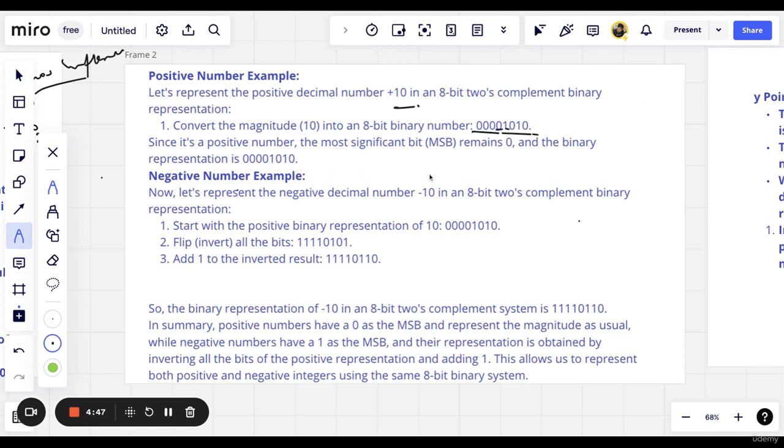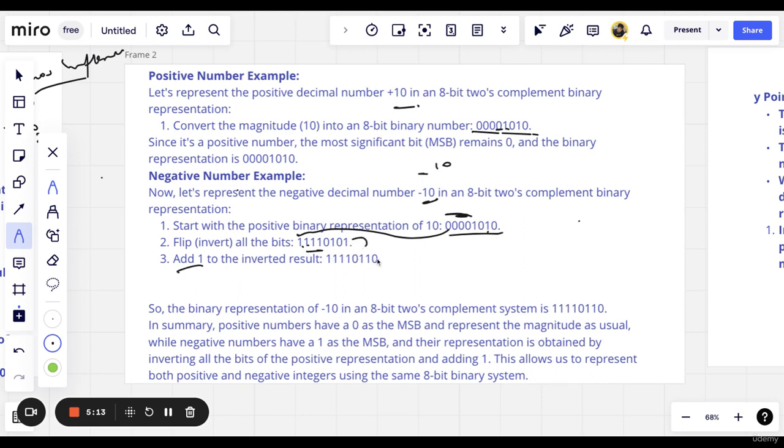Now let's say we have -10. To convert -10 into its two's complement, you just write the binary form and invert the bits. So 0 becomes 1, and 1 becomes 0. You are just converting these zeros to ones, inverting it: here we have 1010, and here we have 0101. After inverting the bits, you add one to it.